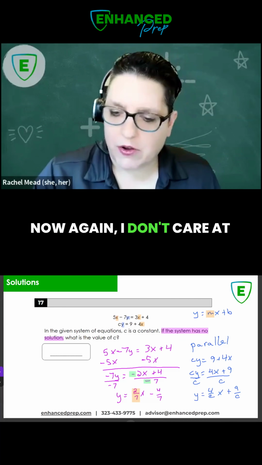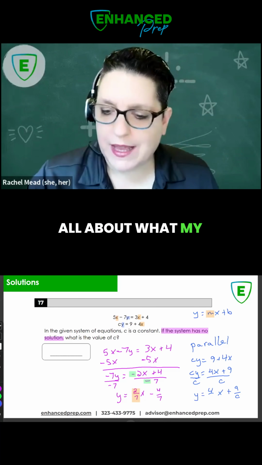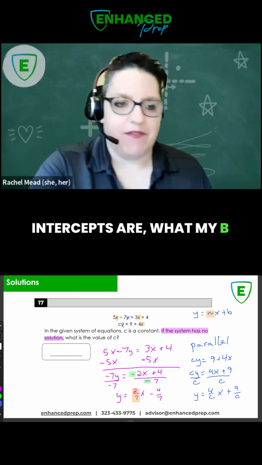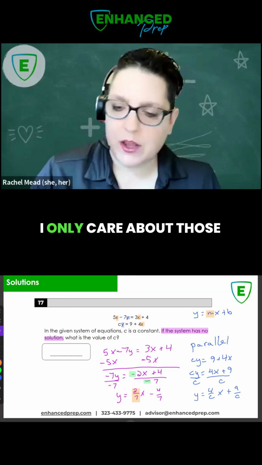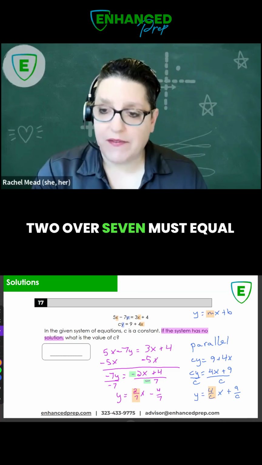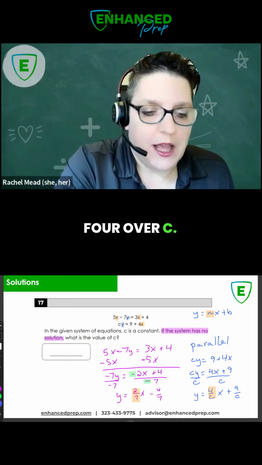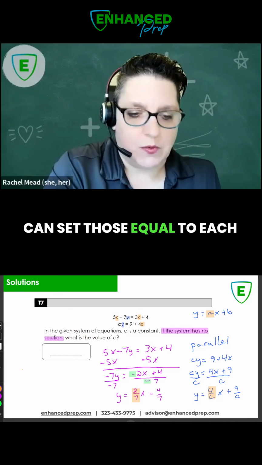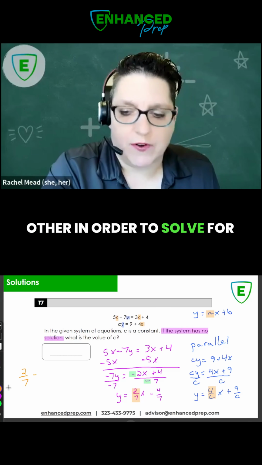Now, again, I don't care at all about what my intercepts are, what my b values are. I only care about those slopes being the same. So this is telling me that 2 over 7 must equal 4 over c. And I can set those equal to each other in order to solve for c.